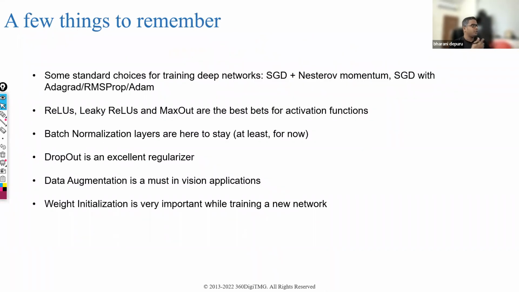So things that we need to remember, here are a few standard techniques. You use mini batch SGD with Nesterov momentum, or mini batch SGD with Adagrad or RMSprop or Adam. ReLU, leaky ReLU, maxout happen to be the best bets for activation functions. Then you have batch normalization. Batch norm techniques are here to stay. Then you have dropout, which happens to be an excellent regularization technique.